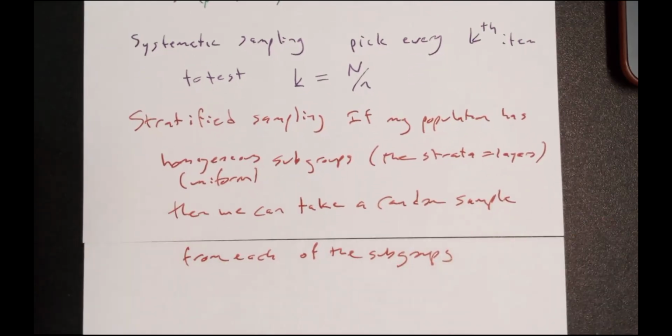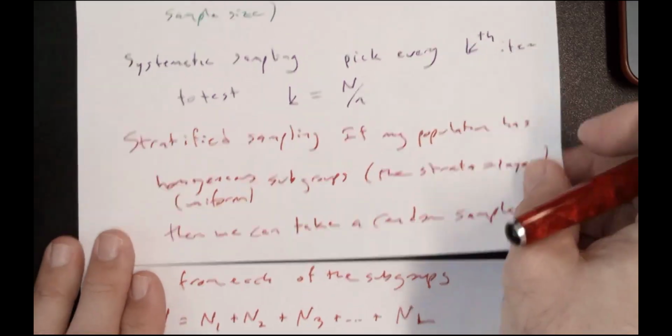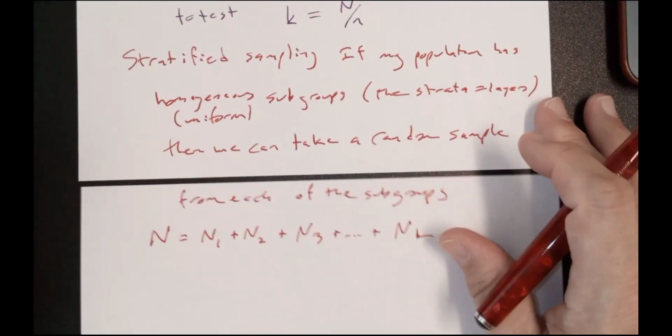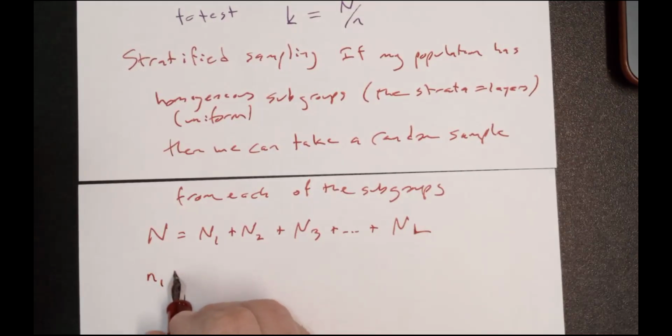So I don't know how many subgroups I have, but I could say, we'll take our population and look at the different subgroups, N1, N2, all the way up to N_L, L for layers. Then I can say, what I really want to do is take a sample out of each group: little n1 and little n2, all the way up to little n_L.